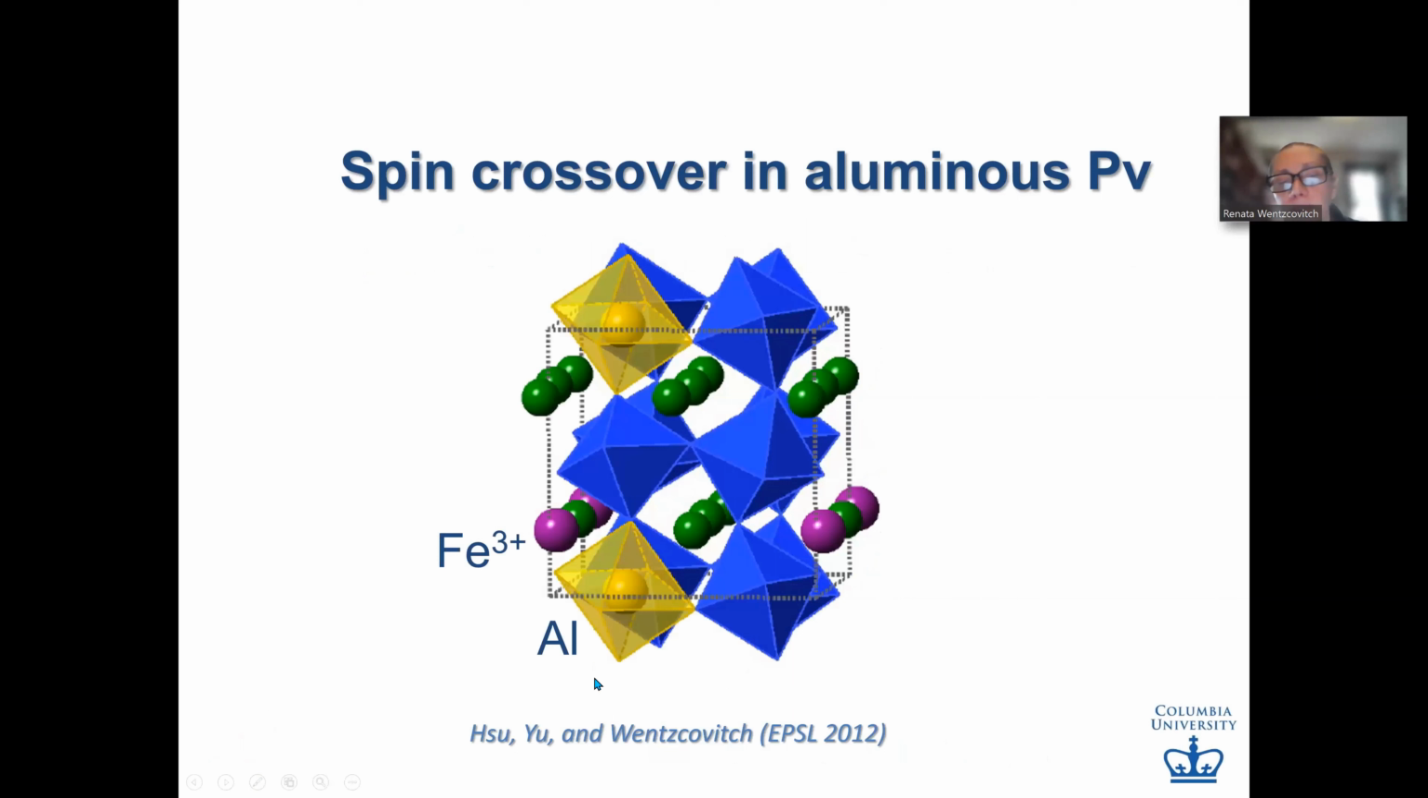And this is what aluminum does. Aluminum entering the silicon site removes ferric iron from that site. Ferric iron is only in the A site of perovskite, and there is no spin transition in bridgmanite, which is the most important phase. So the elastic anomalies that are important for us are the ones that come from ferropericlase. Bridgmanite, although it's the most important phase of the lower mantle, doesn't contribute serious elastic anomalies.